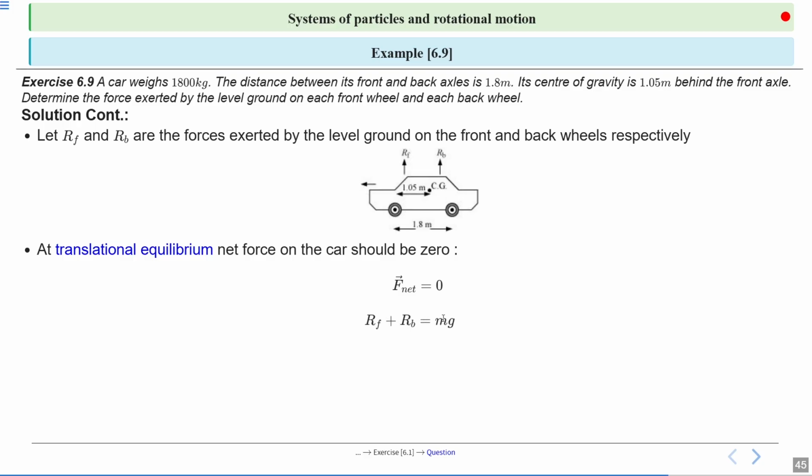So RF plus RB equals what? It is equal to mg. Yes or no? Solving this, RF plus RB is equal to 1800 into 9.8. Here g is 9.8 meter per second square. So RF plus RB is equal to 17640 Newton. Similarly, we will solve the second equation.